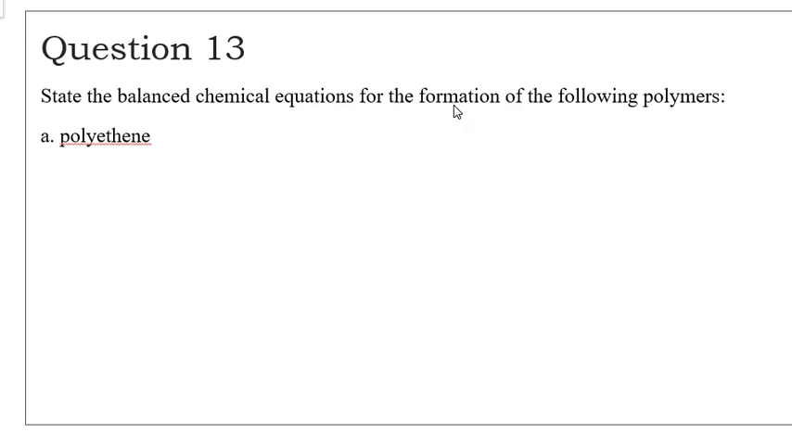State the balanced chemical equation for the formation of the following polymers. The first one is polyethylene, which shows that the monomer must be ethene.